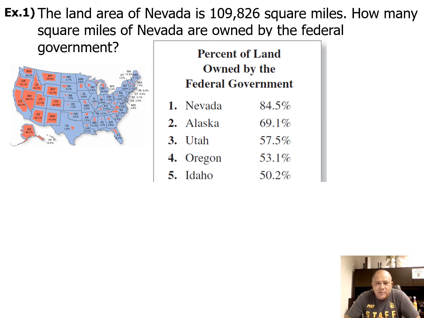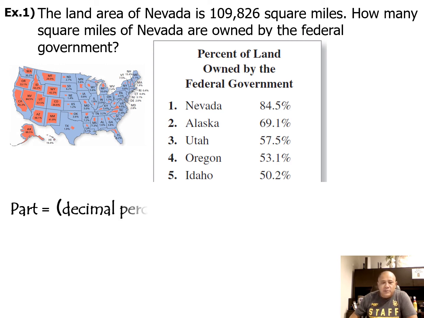Because remember, not all land is owned by the government, because some land is owned by people, some land is owned by companies, but what amount of land is owned by the government? So this is what it's talking about. In order to find out how much land is owned by the government, this is the formula. Remember, to find that part, you multiply the decimal percent times the whole.